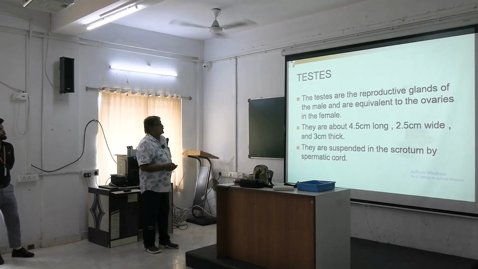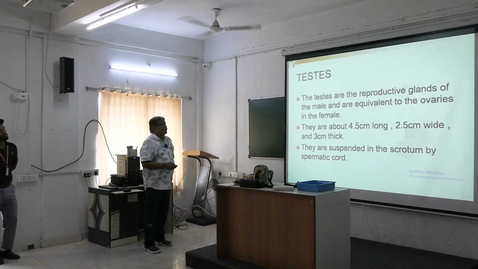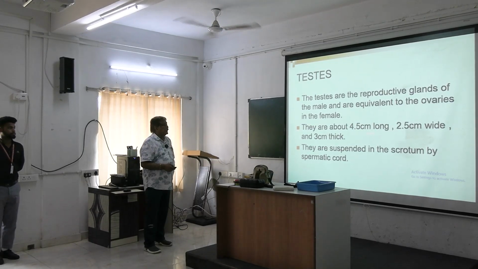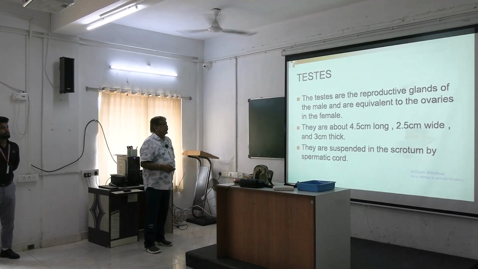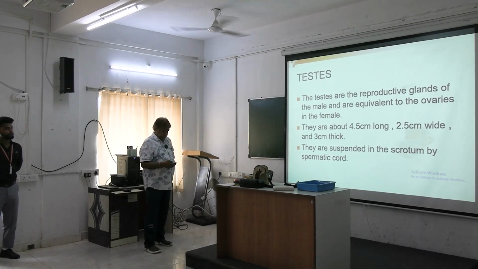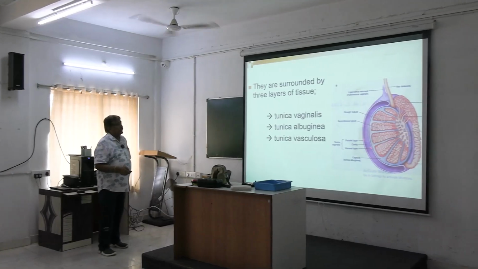Now, the testes are the reproductive glands of the male and are equivalent to the ovaries in the female. They are about 4.5 centimeters long, 2.5 centimeters wide and 3 centimeters thick. They are suspended in the scrotum by the spermatic cord. They are surrounded by three layers: tunica vaginalis, tunica albuginea, tunica vasculosa.